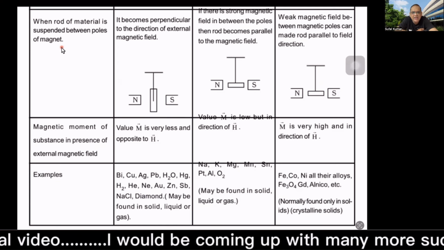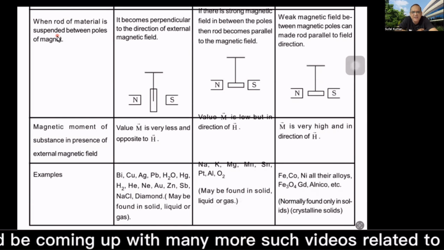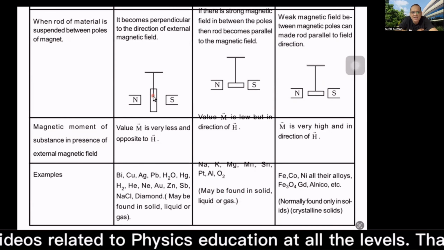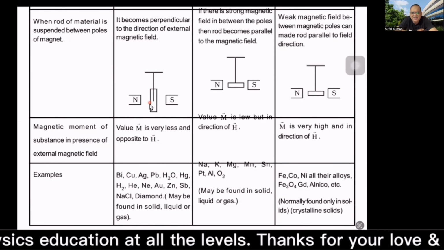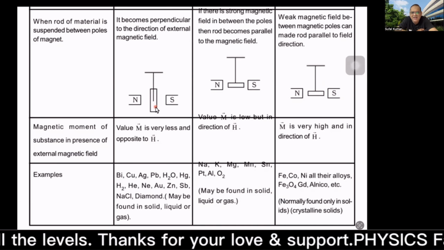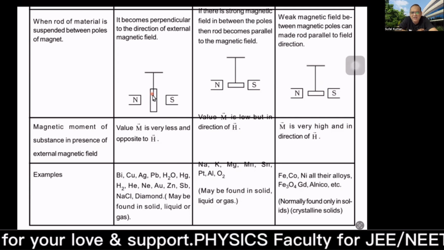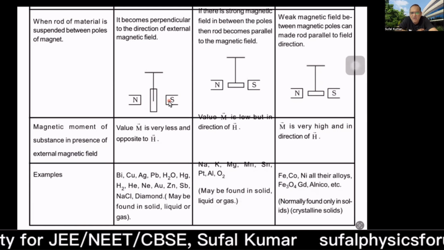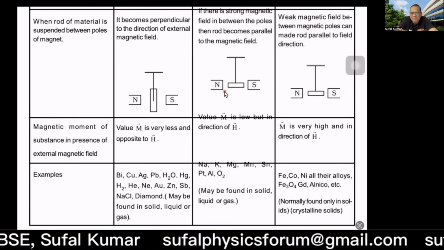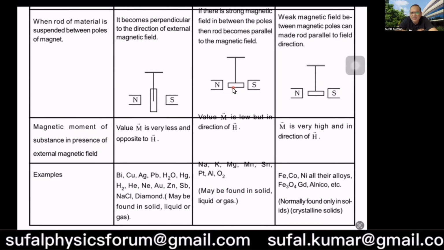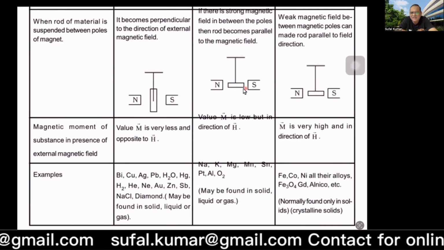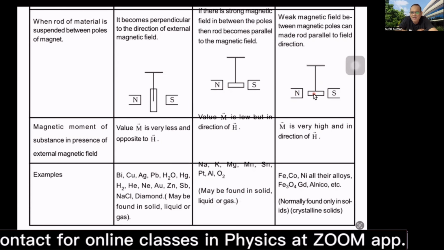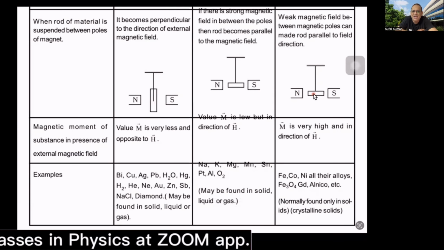And next parameter, when a rod of material is suspended between the poles of a magnet, a diamagnetic substance will be aligned like this, perpendicular. That means they do not support this strong magnetic field, whereas paramagnetic will be aligning along this magnetic field. And here ferromagnetic will be strongly aligning.